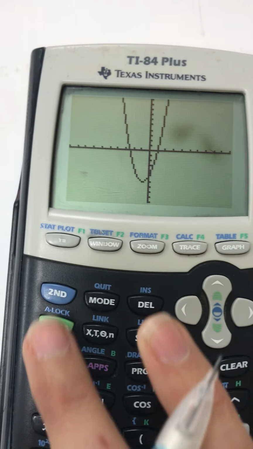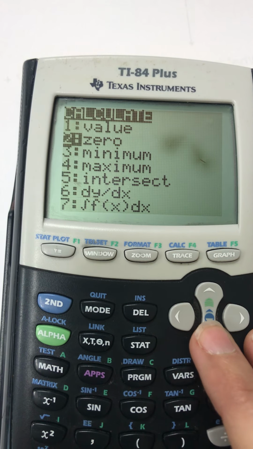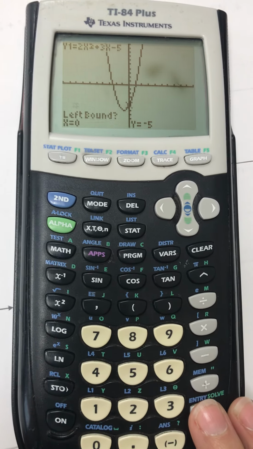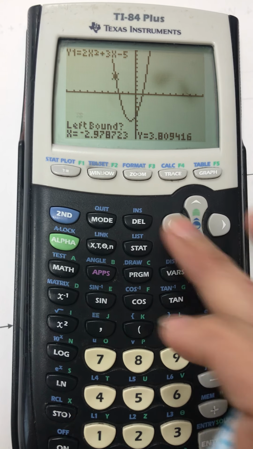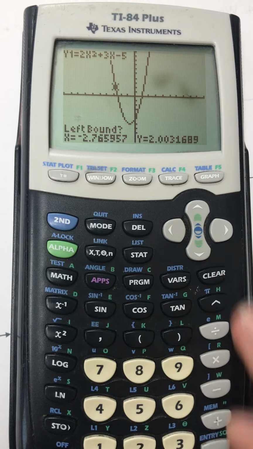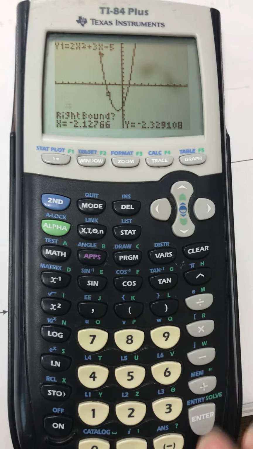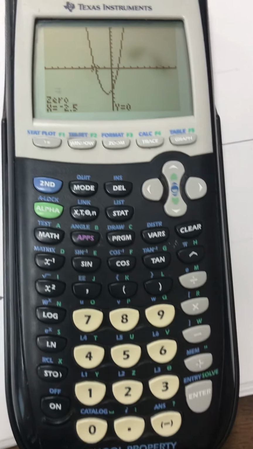So let's look here. I'm going to go on ahead and use second trace. You're going to go to 0, because we're trying to find where it crosses the x-axis, and hit enter. And now you're going to go over, and left bound on this one is going to be the top left side point, enter. And then your right bound is going to be underneath it, and you're going to hit enter, and then enter again. So it's negative 2.5.